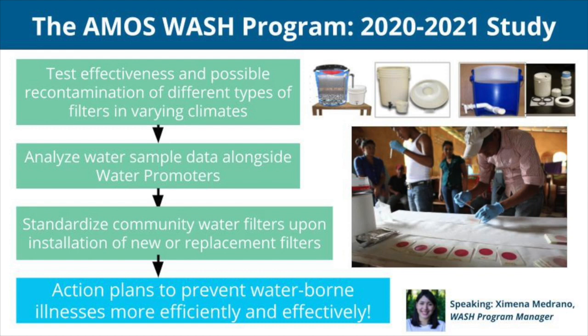Also, one of our goals, and we were exploring the idea, is to try to standardize our program and our filters in the community. So right now we have 4 different types of filters, 4 different types of surveys, 4 different types of flip charts for the water promoters. So it will be easier for the monitoring and evaluation team to analyze all this data and to actually analyze if we are getting the results we want.